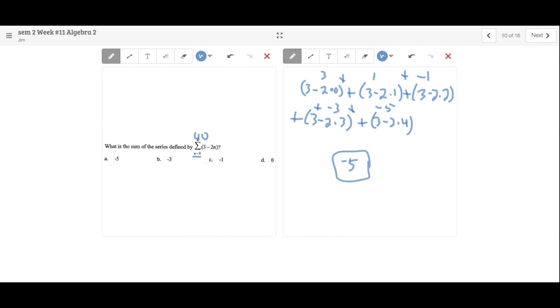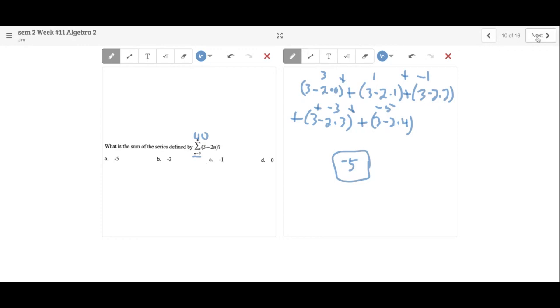Did anybody jump into Desmos? Did you get -5 for an answer? Or did you use a graphing calculator? And you came up with -5? Okay, so it does work. You can do it by hand. But if it was much more than 4 up there, if it was to 10, I probably would have gone to a calculator. But this one, there's only about 5 numbers that I had to do, so it wasn't that bad. That's why I did it by hand.